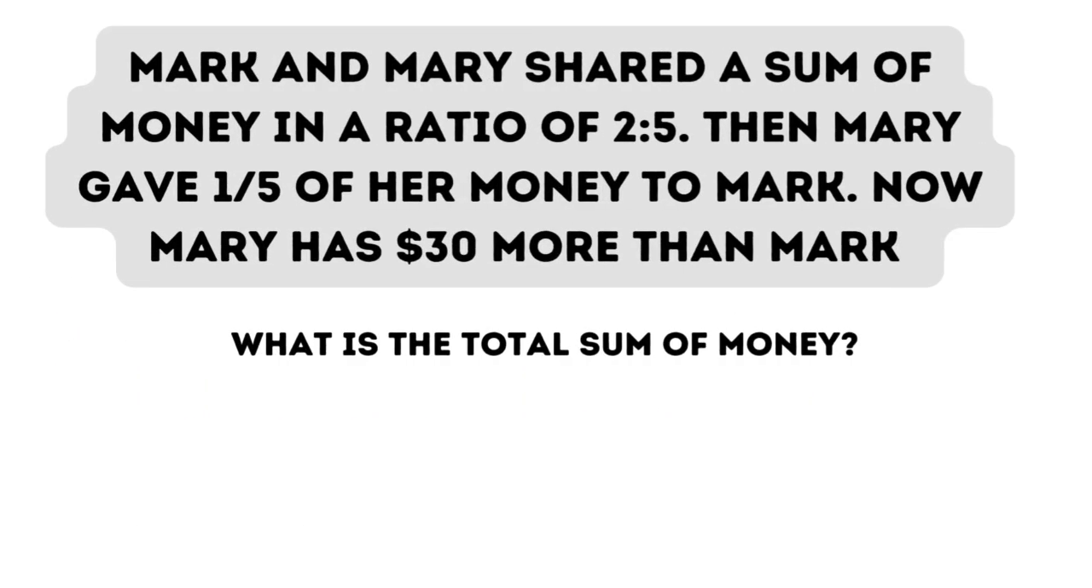Mark and Mary shared a sum of money in a ratio of 2 to 5. Then Mary gave 1/5 of her money to Mark. Now Mary has $30 more than Mark. What is the total sum of money?